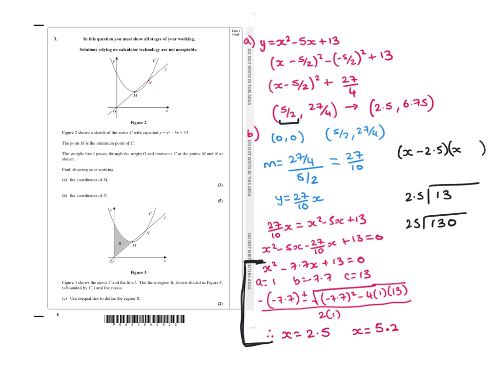So please make sure that you look at this. Okay, so we found our answer. So x, the coordinate of n, we know x equals 5.2. How do I find y? I'm going to substitute in 27 over 10 lots of 5.2, which is going to give me 14.04. So our coordinate is 5.2 and 14.04. Perfect.